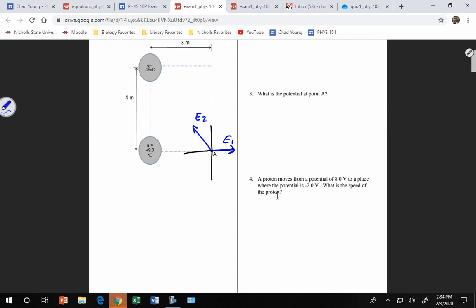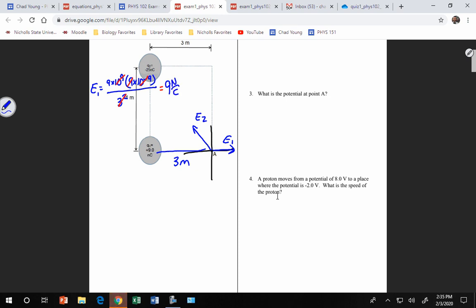I know E2 is towards Q2 because if I imagine my positive test charge at point A, it will be attracted to Q2. If I put my positive test charge at point A, it will be repelled from Q1. So E2 and E1 are there. Now I need to calculate E1. It's going to be 9 times 10 to the 9th times 9 times 10 to the minus 9. That's Q1 divided by the distance. This distance is 3 meters, 3 squared. I get lots of cancels here, there, there, and there. And it leaves 9 newtons per coulomb.